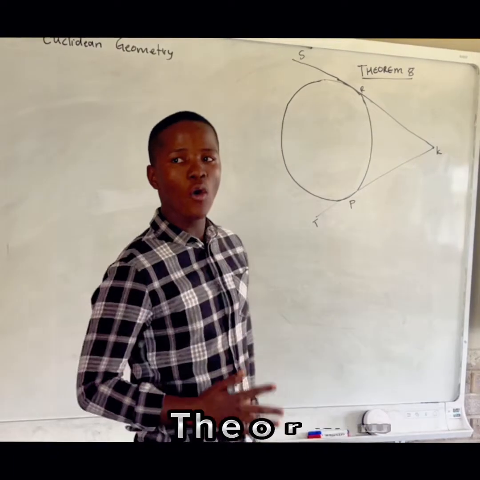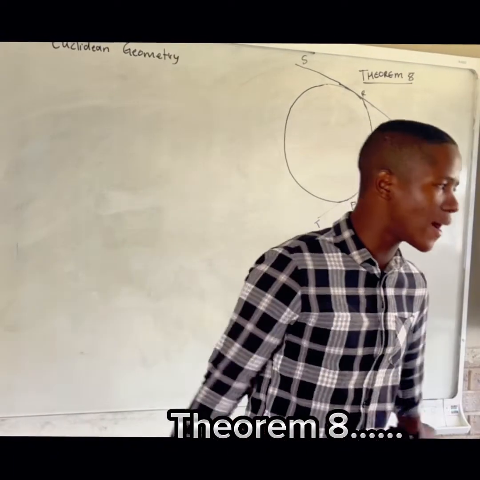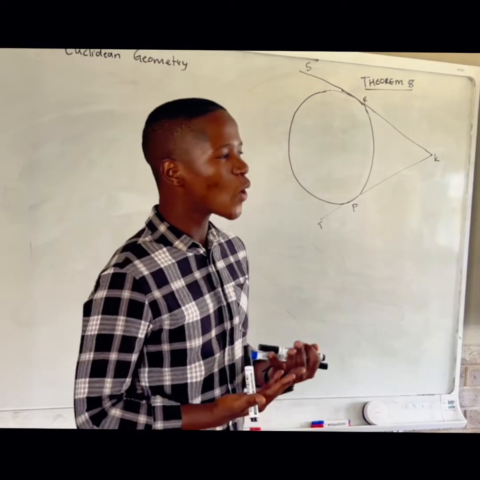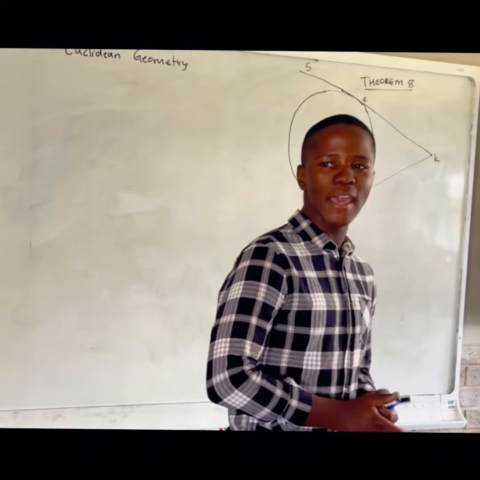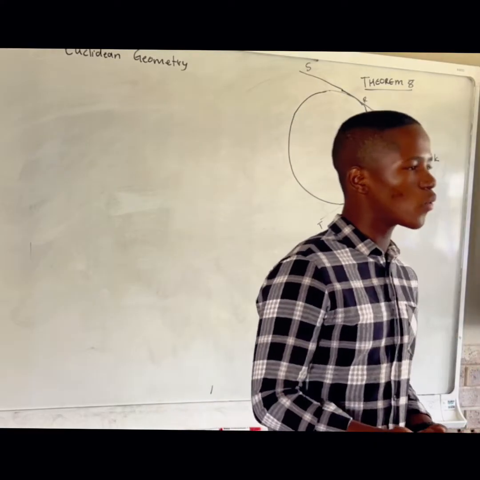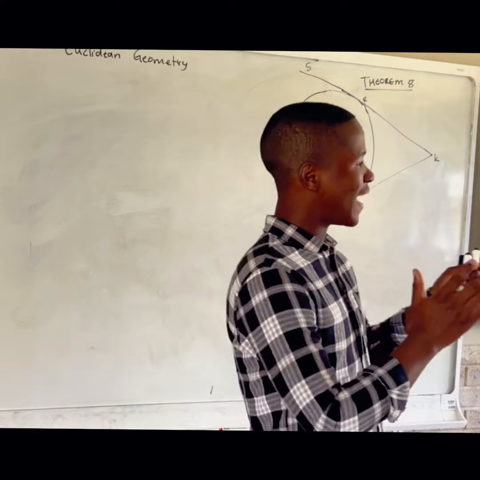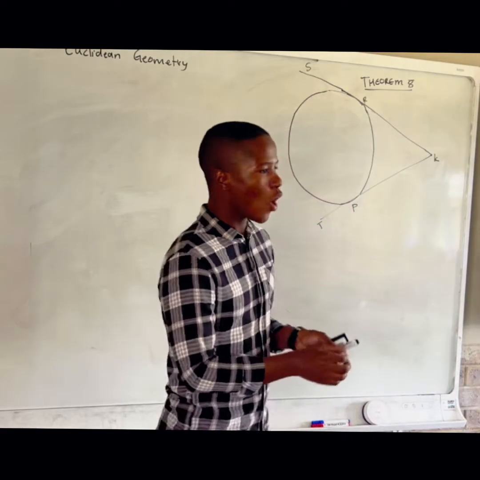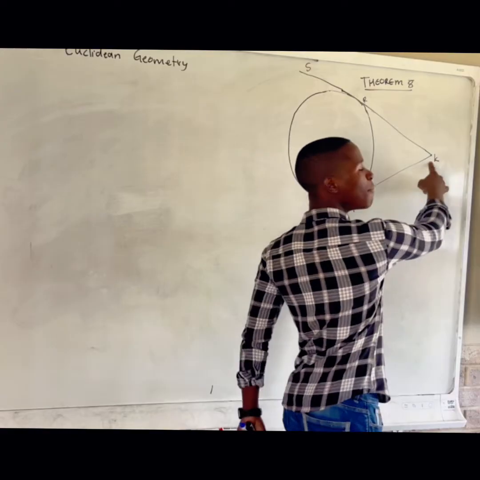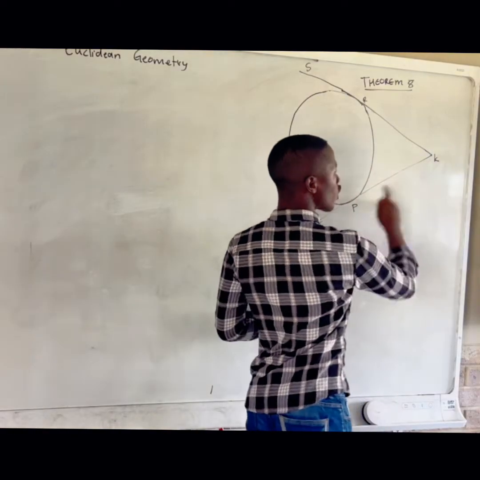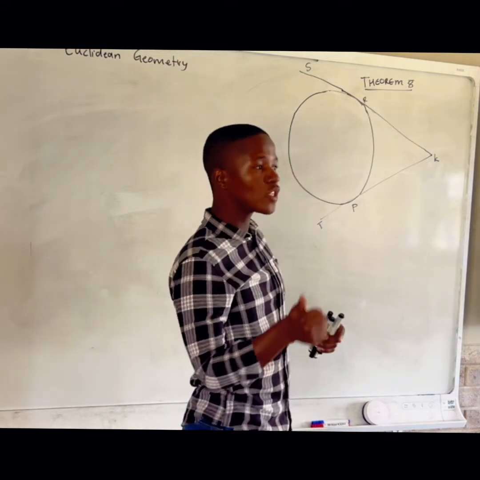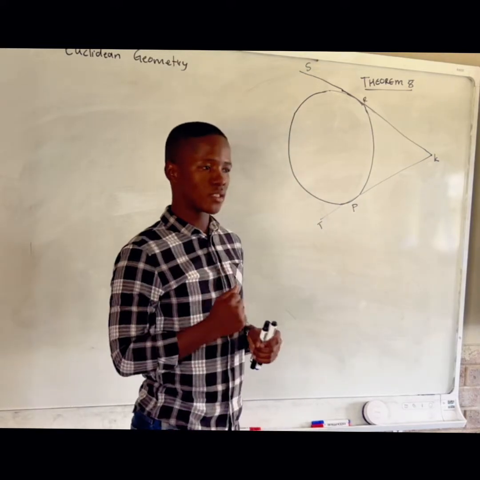Alright, so now we are going to be examining Theorem 8. What Theorem 8 states is that the tangents that are drawn from the same point are going to be equal in length. This is what this theorem states, right?